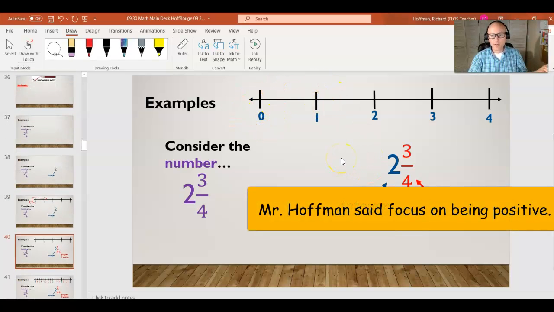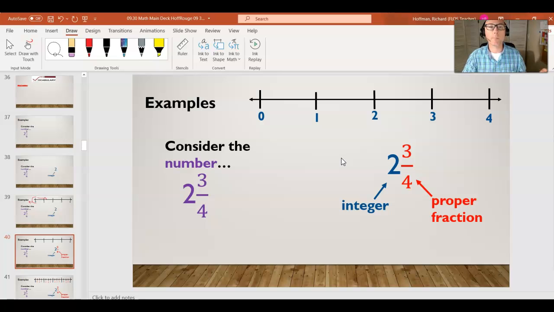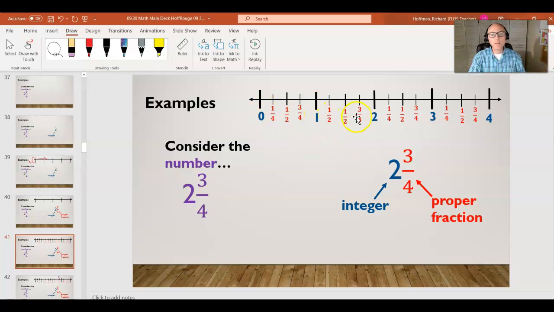Then the next part is this is not just any kind of fraction, it's a proper fraction. If you're going to say proper, that's the proper way to say proper. All right. So what's a proper fraction? We're going to get more into that in a little bit. In the meantime, anything that falls in between integers on the number line is a fraction or a decimal. We're just calling it a fraction for now.